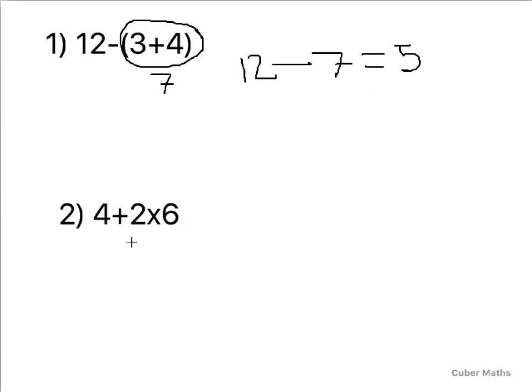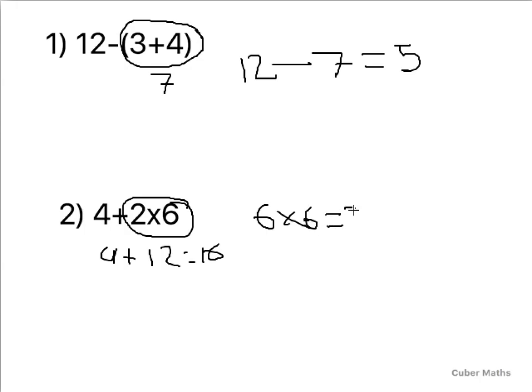If we look down here, we've got 4 add 2 times 6. So the first thing we're going to do is do 2 times 6, which is going to give us 12. So we're going to get 4 add 12, which is going to give us 16. Now it's important to do this because if we didn't listen to our BIDMAS laws and did 4 add 2 first, that's going to give us 6, and then 6 times 6 is going to give us 36, which is way off the answer we're looking for.